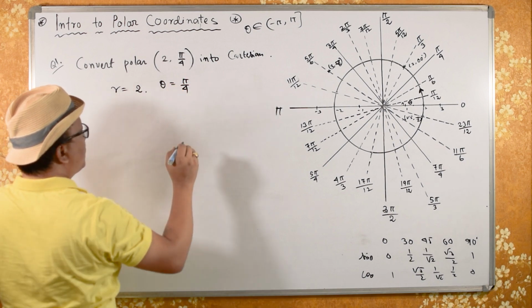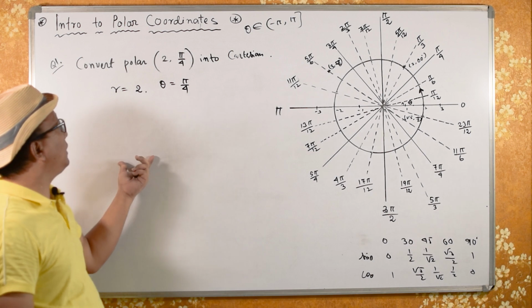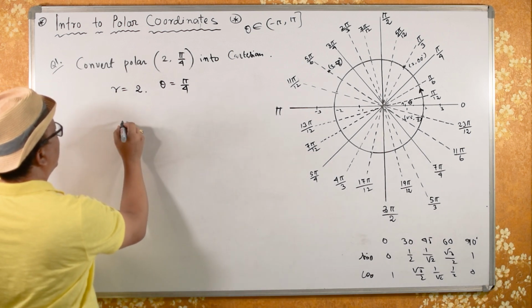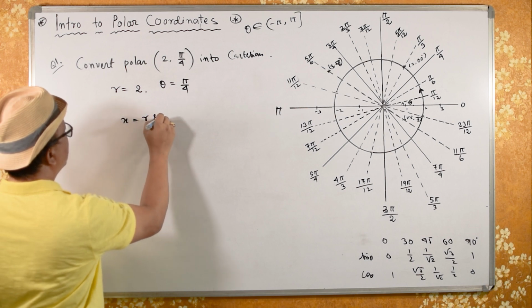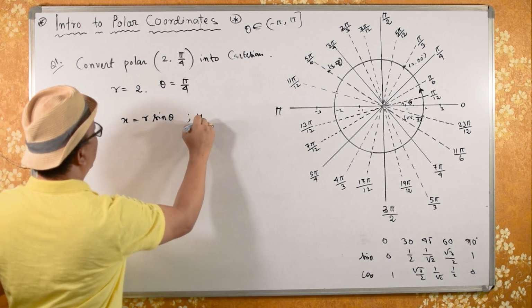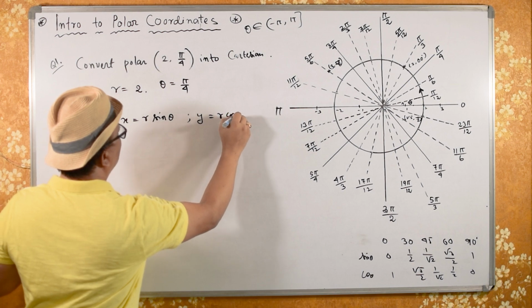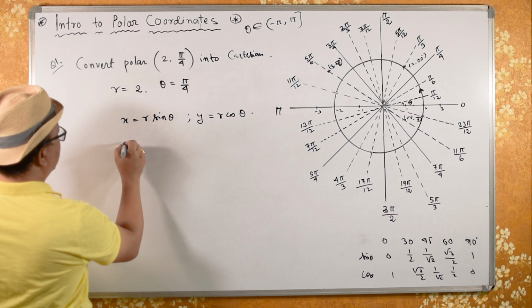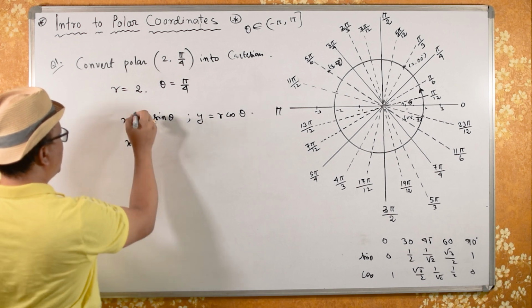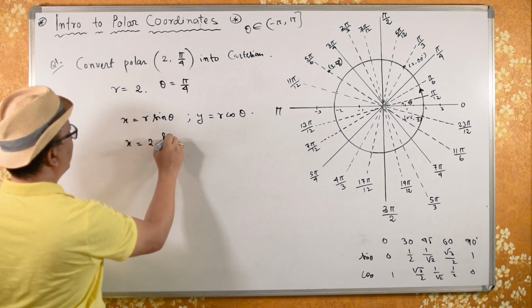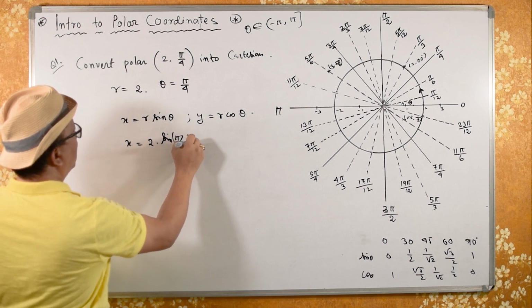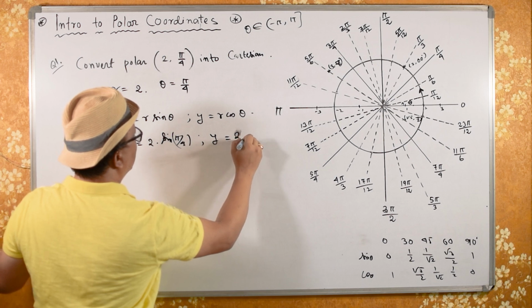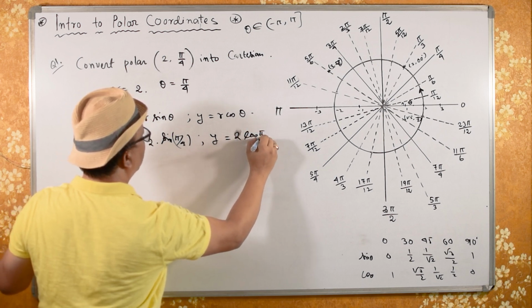Just remember the relation between polar and Cartesian: x equals r sin θ as well as y equals r cos θ. Now we want to find x. X equals r, and r is 2, so 2 sin of π by 4. Similarly y equals r, which is 2 cos of π by 4.